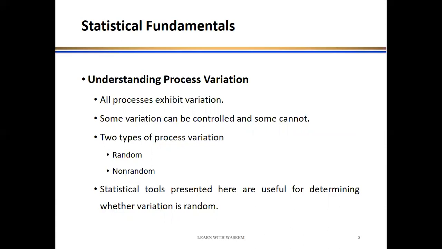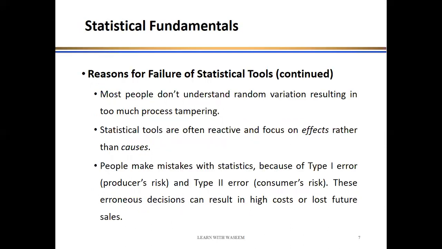Consumer risk happens when statistical quality analysis fails to result in the scrapping or reworking of a defective product. When either type 1 or type 2 error occurs, erroneous decisions are made relative to the product. These erroneous decisions can result in high cost or lost future sales. Given these problems, we adopt the approach that statistics should be used correctly and taught correctly. I hope you have understood what the type 1 and type 2 errors are, and what the producer's or consumer's risks are.